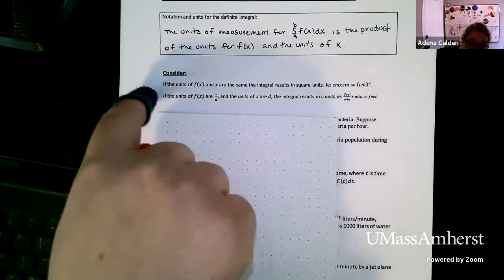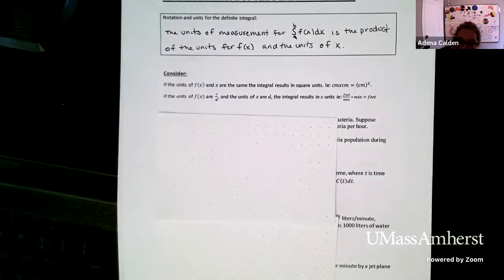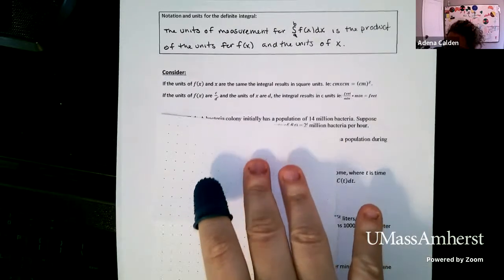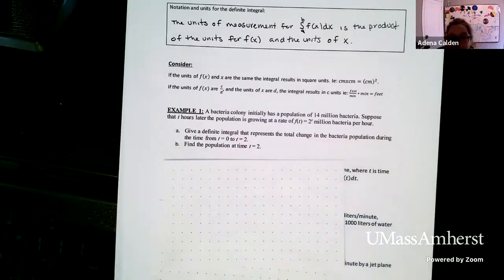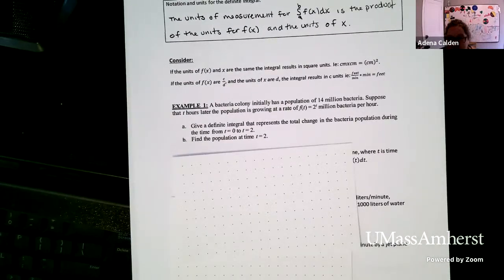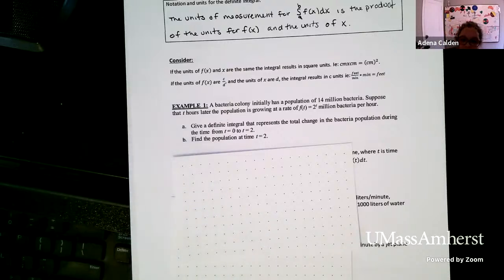This is the more common one, the second one where we start with a rate, but we'll see how this works when we look at some examples. So let's start with an example. A bacteria colony initially has a population of 14 million bacteria. Suppose that t hours later, the population is growing at a rate of f of t equals 2 to the t million bacteria per hour.